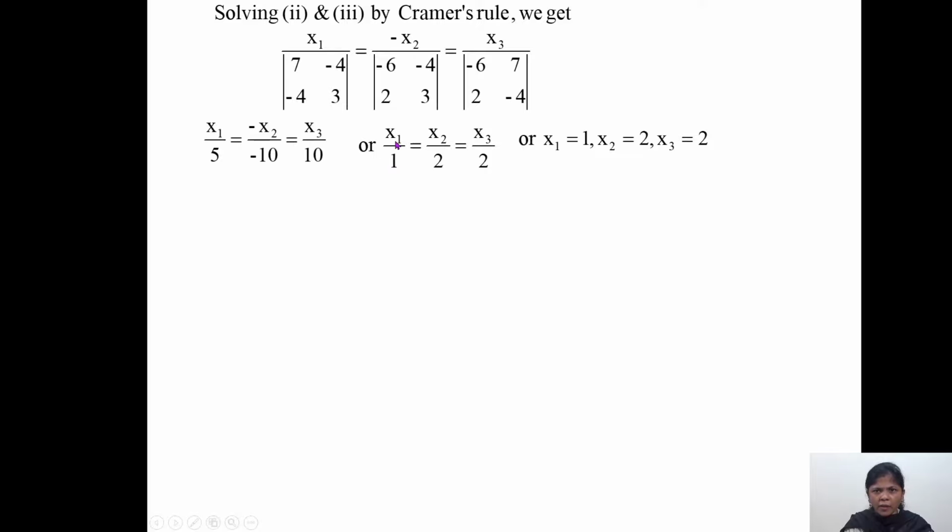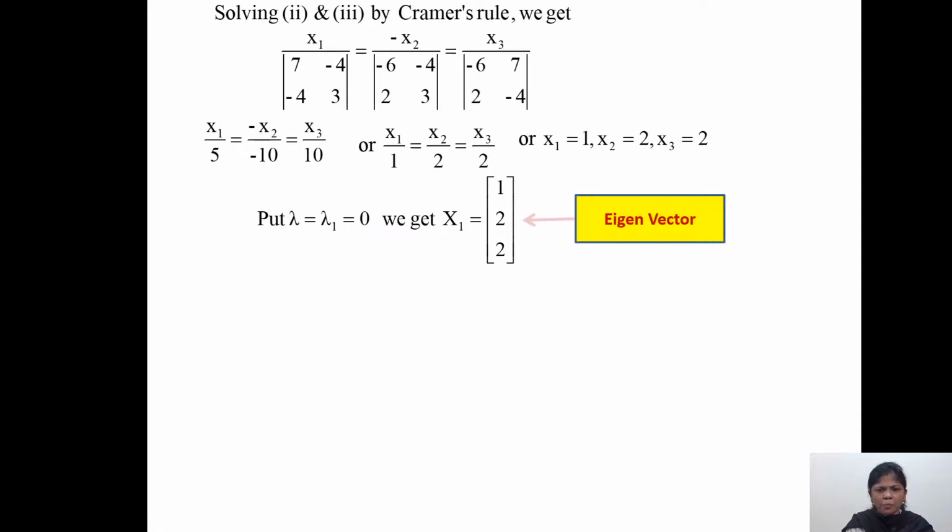Whatever value is obtained for the denominator, the same will be achieved for the numerator. So we have such relations, and we have got the values of x1, x2, x3. So now we write the first eigenvector, X1, which is (1, 2, 2). This I am getting for the first eigenvalue, lambda 1 equal to 0.